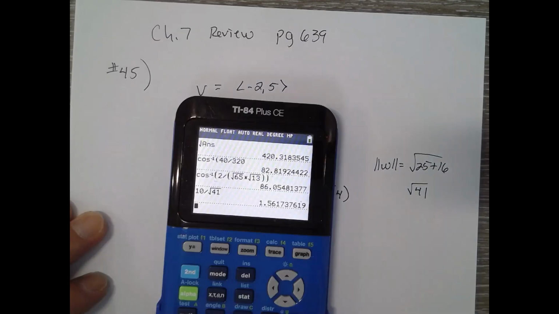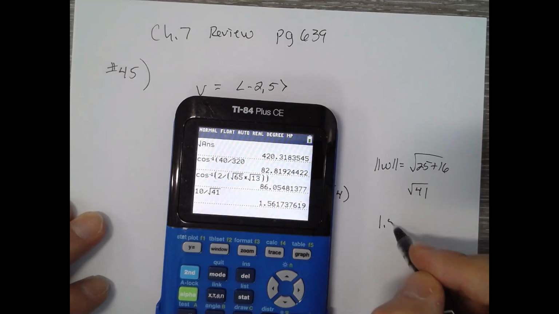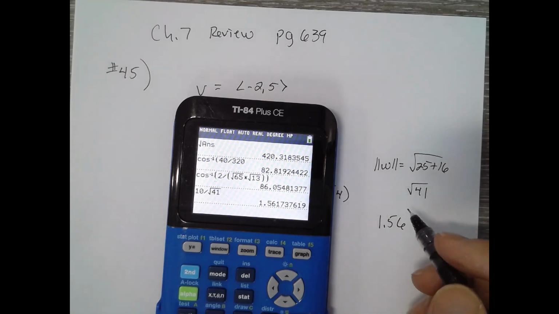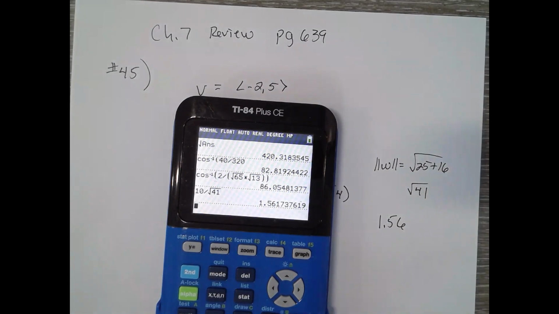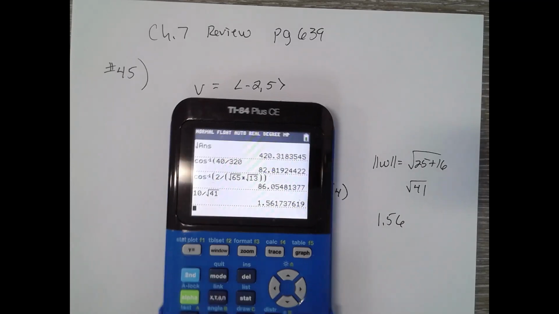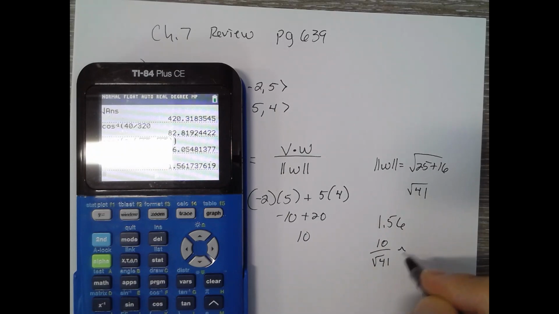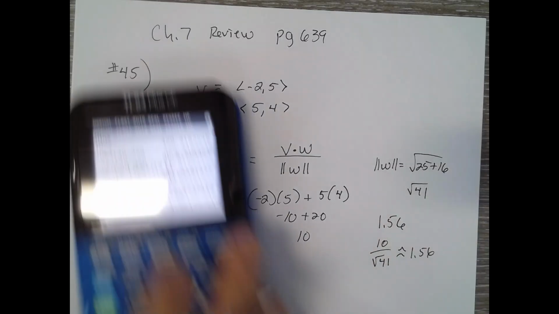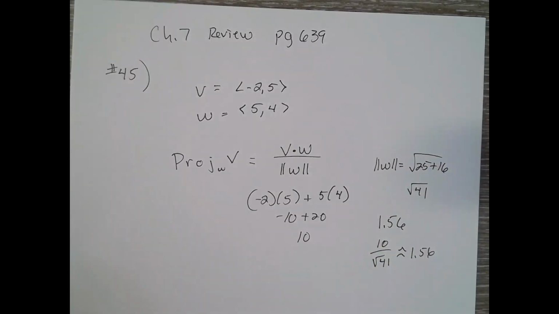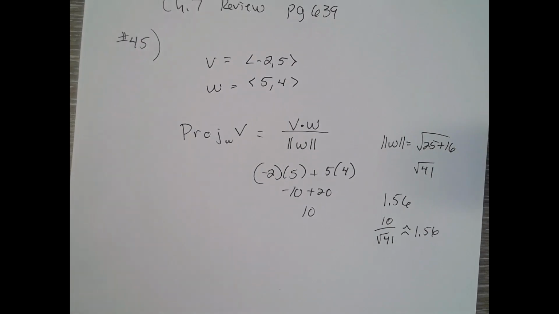And 1.56. What does that number mean? Good question. You could say it's 10 over the square root of 41, or approximately 1.56. So what did we just find? We just used a formula, and we don't even know what it was, right? That's basically what people are going to do a lot of the time.